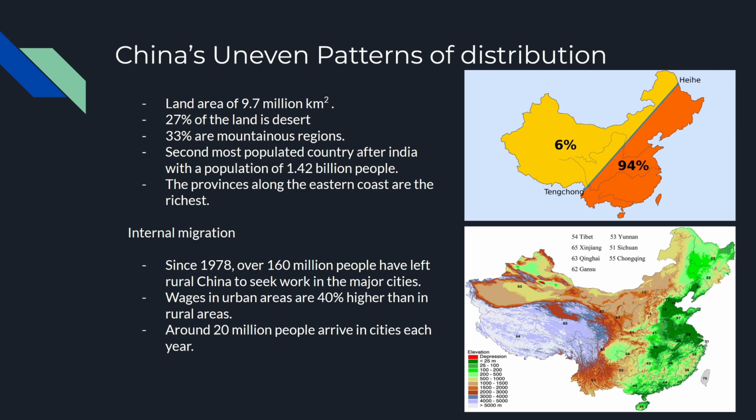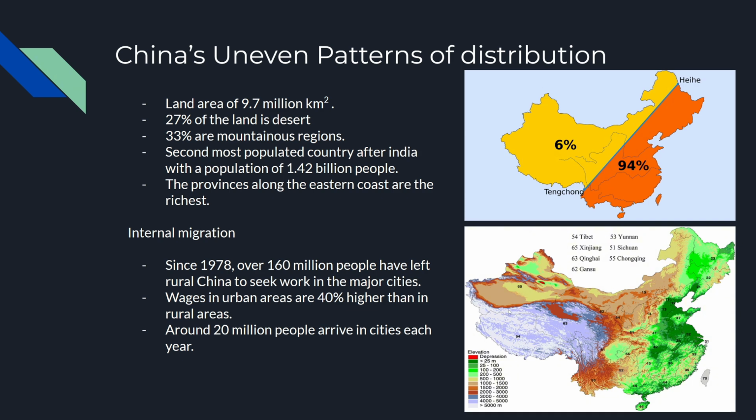Now we're going on to our first case study here, which is China and their uneven population distribution. China has a land area of 9.7 million kilometers squared, and it's the second most populated country after India, with a population of 1.42 billion people. 27% of the land is desert, which is found up in the top right area over here, and 33% is mountainous regions, as you can see down here.